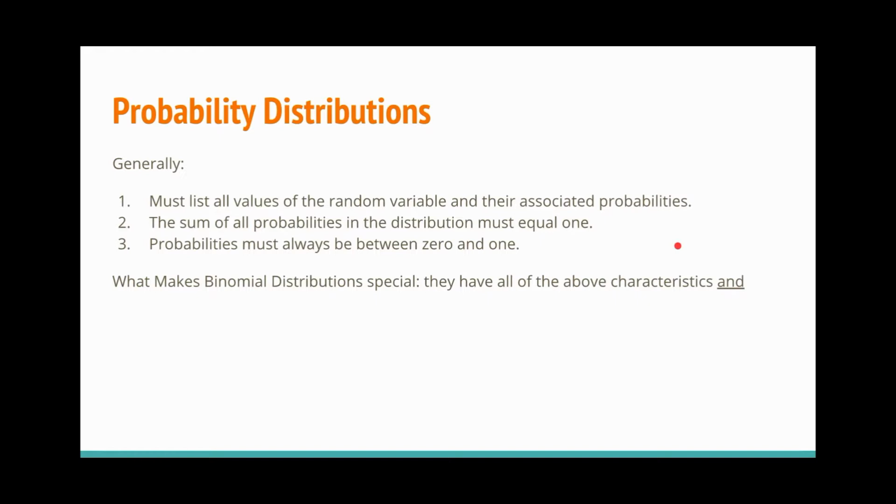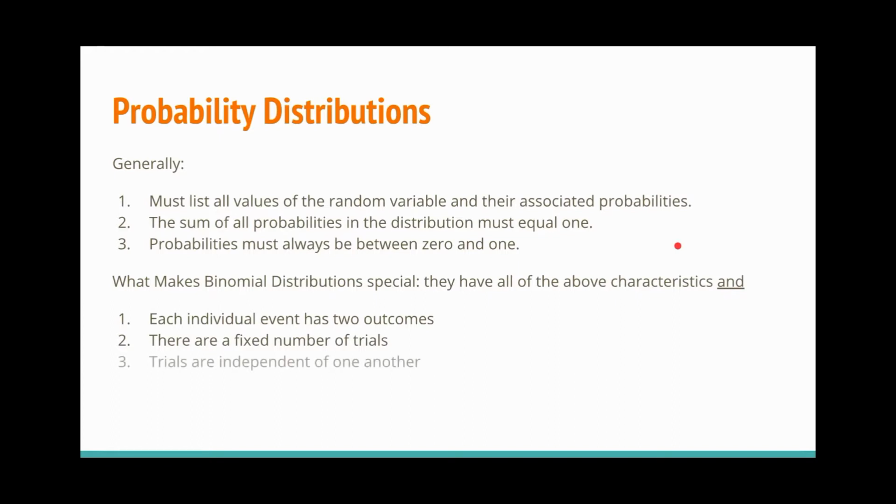Binomial distributions have all of these properties, but they also have some special extra properties that make them binomial distributions. Each individual event has 2 outcomes. There are a fixed number of trials. The trials are independent of one another, and the probability of a success or a failure remains constant. It's important to keep in mind that the use of the terms success and failure just refer to the 2 different outcomes. Sometimes success will refer to something that does not seem like a success at all. But we're just using those terms to clarify the difference between one outcome and another.